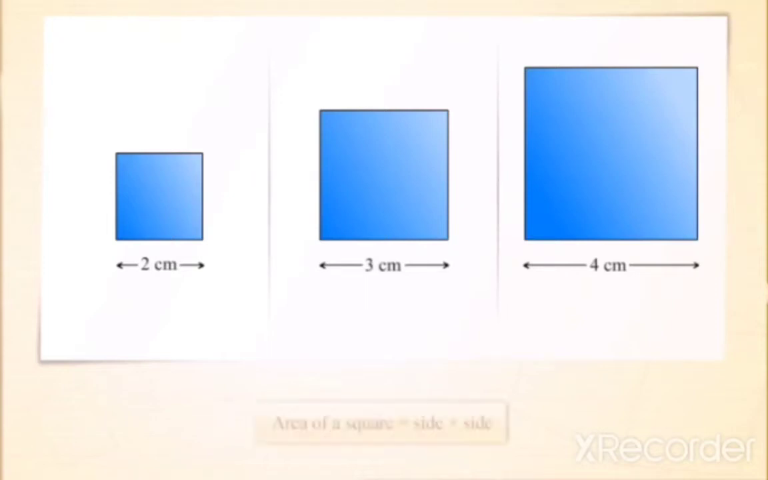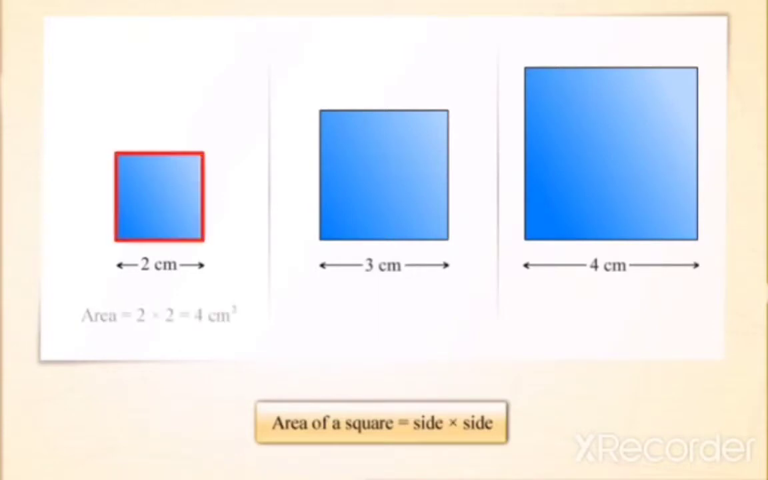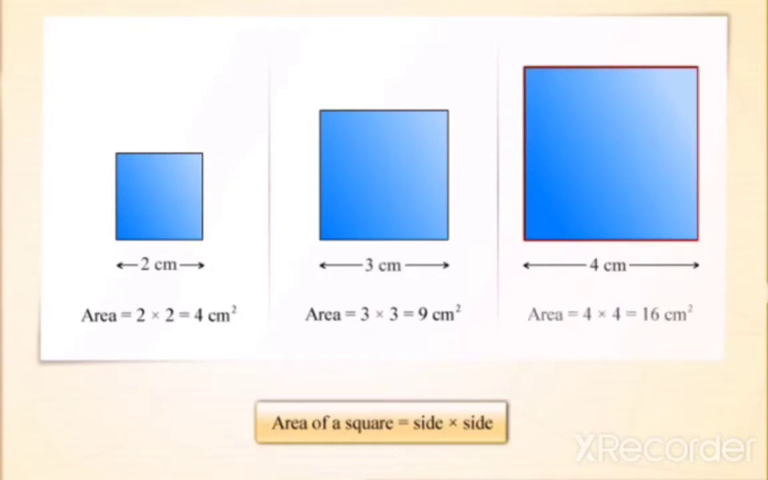centimeters. To find out the area of a square, you multiply the length of any two sides. Therefore, the area of the square with side 2 centimeters is equal to 4 square centimeters. Similarly, the area of the square with side 3 centimeters is equal to 9 square centimeters. And the area of the square with side 4 centimeters is equal to 16 square centimeters.